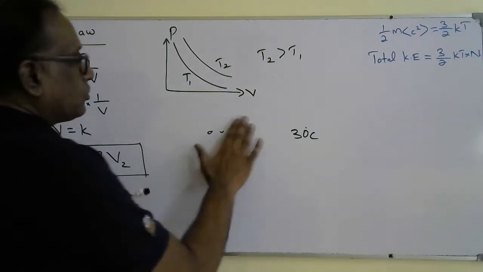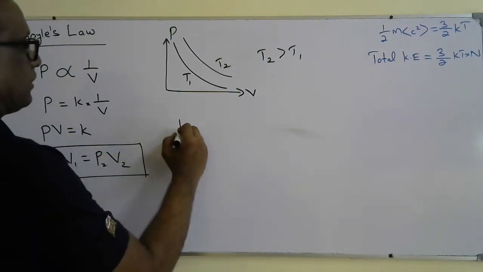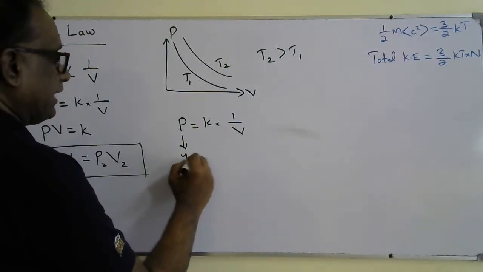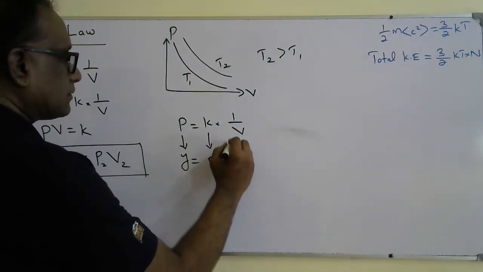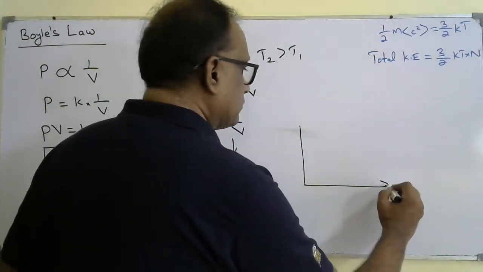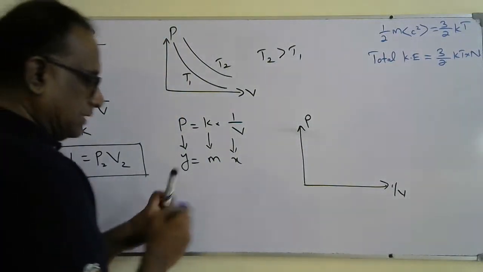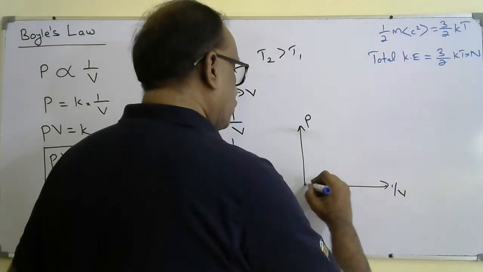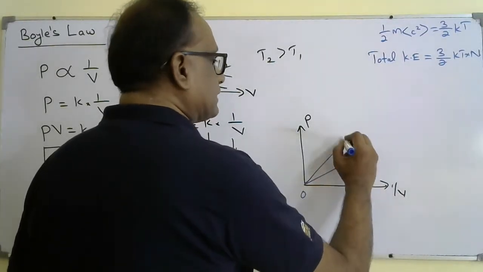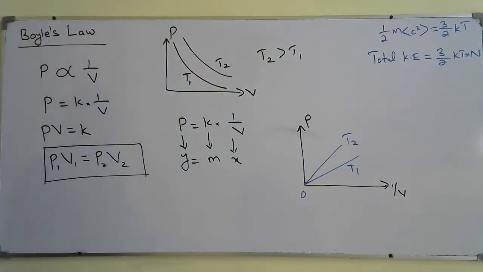Also, if you plot a graph of pressure against 1 over volume, you can see from the equation P equals a constant times 1 over V that it is in the form y equals mx. So when you plot pressure against 1 over volume, at temperature T1, which is lower, you will get a graph through the origin like this. At a higher temperature, the graph will also pass through the origin but with a larger gradient.